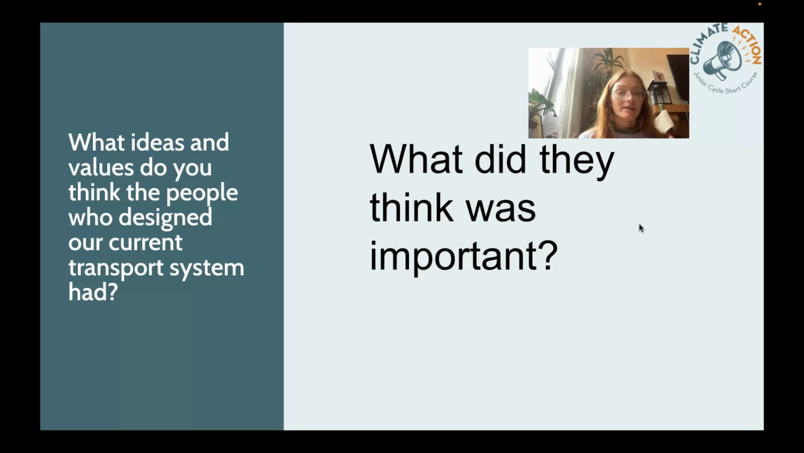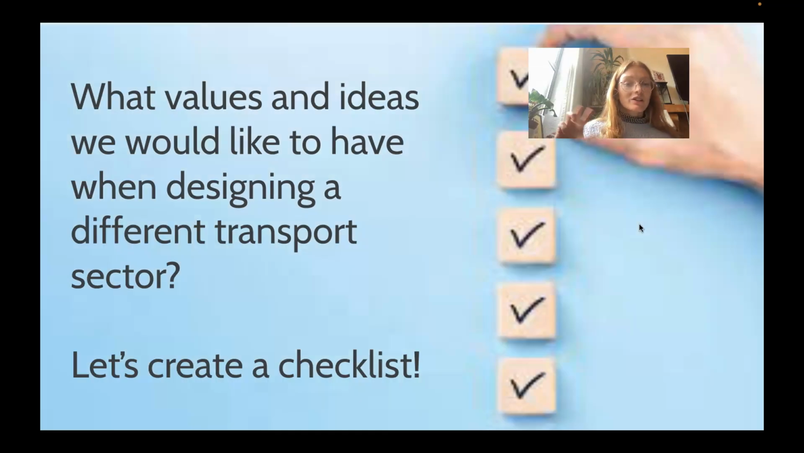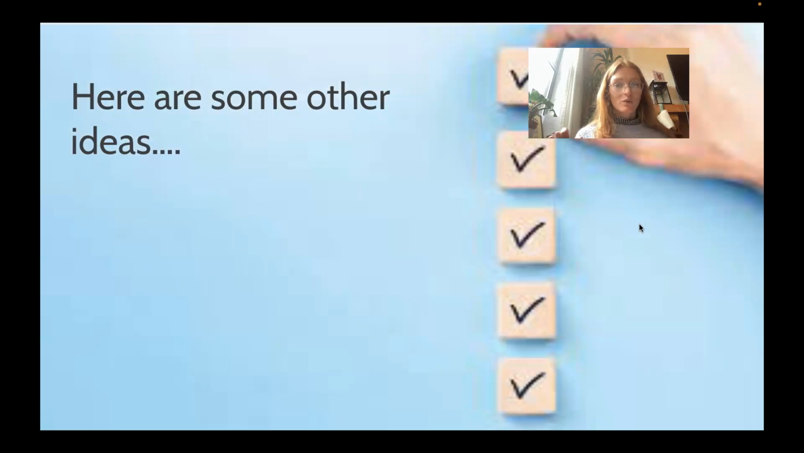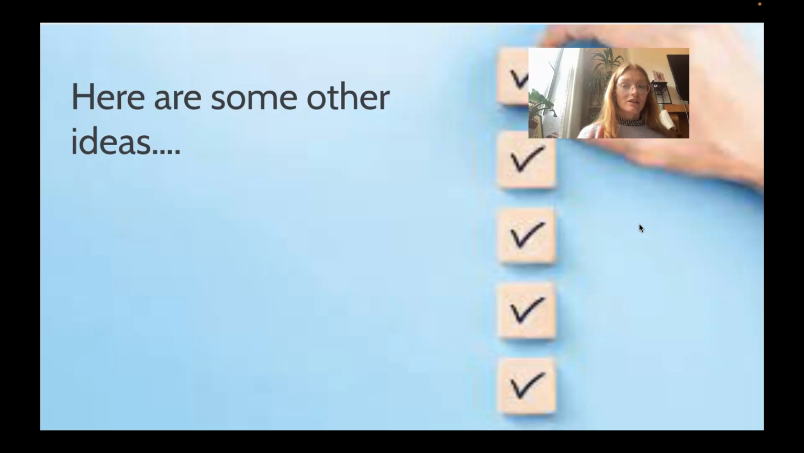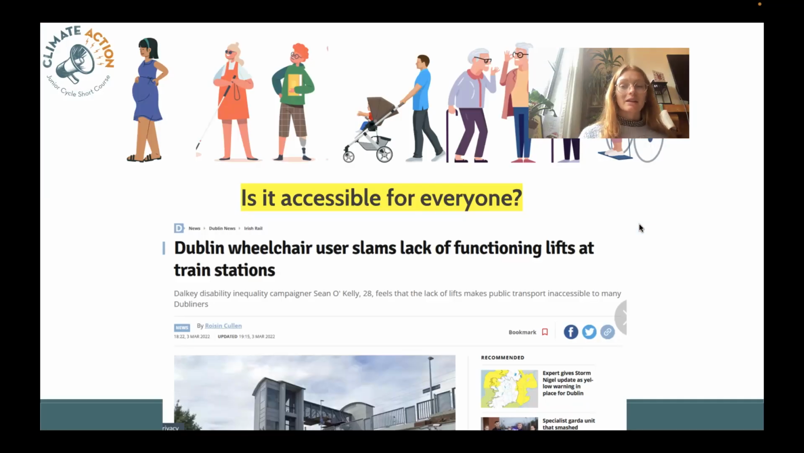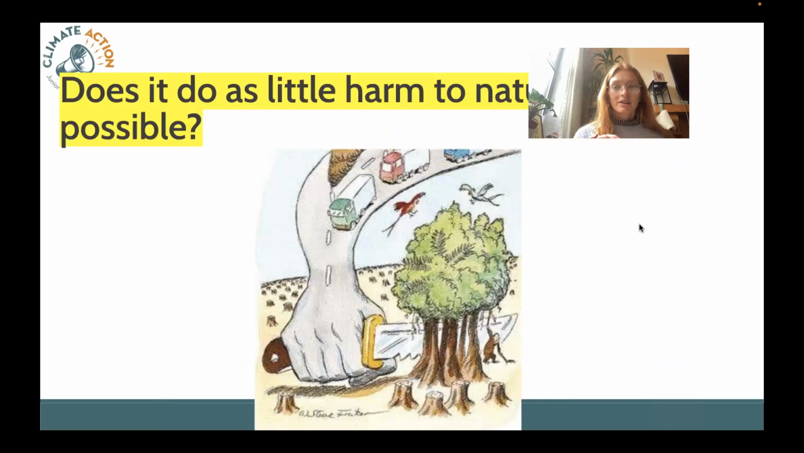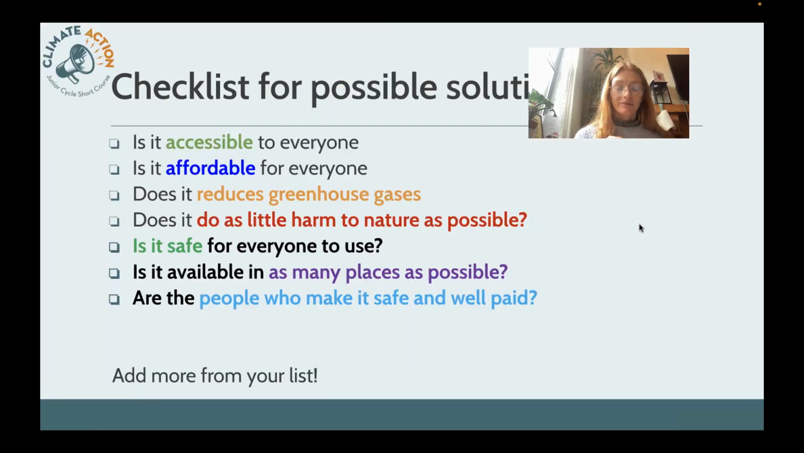So firstly, you're asking them to think, when people were designing our current transport system, what did they think was the most important thing? So trying to figure out the values of our current transport system. And then if we want to shift to a new transport system, we wanted them to think about what the new values and ideas are that they would like. So first of all, you're going to create a checklist, and then here are some other ideas that we suggest. So you can run through them. Again, you can debate them, you can have conversations around them, however you want to do that. And then you're going to create a checklist. We've started the checklist here with the ones we've suggested. You add more from your list.